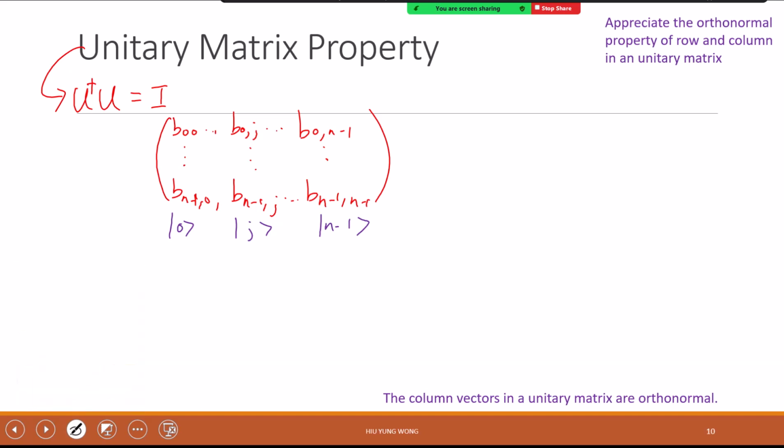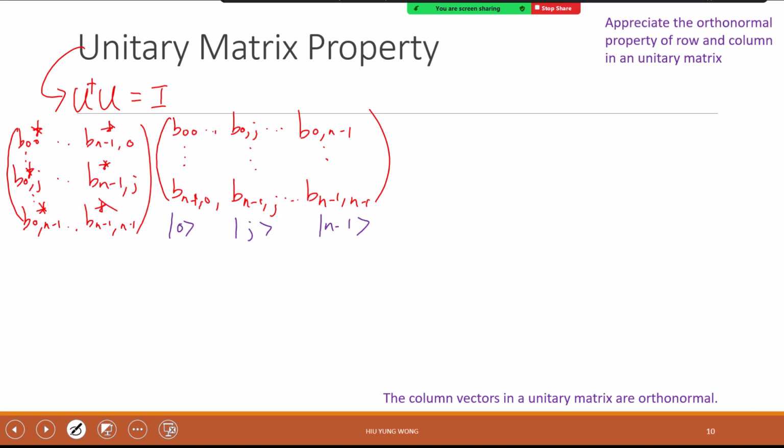Is this okay? Now I have this, then I need to find the u dagger. But how do I find u dagger? Just do the transpose. So when I do the transpose, what do I get? B 0 0 and then B 0 J, B 0 N minus 1. What I'm doing is just taking this row and it becomes this column. And similarly, I will have B N minus 1 0, B N minus 1 J, and then B N minus 1 N minus 1. What I'm doing is just taking this one and it becomes the transpose. Okay? But again, besides the transpose, I also need to put the complex conjugate, because that is the definition of the adjoint matrix, right?